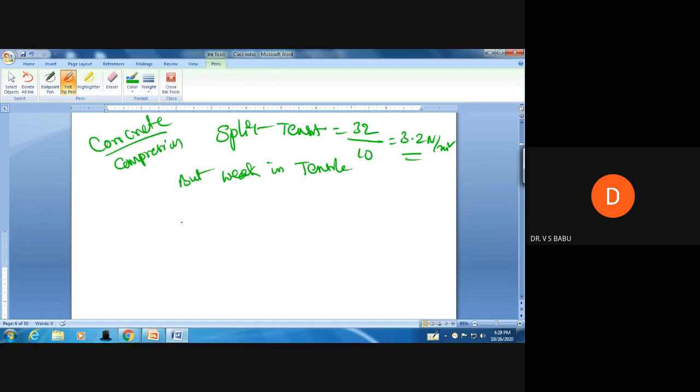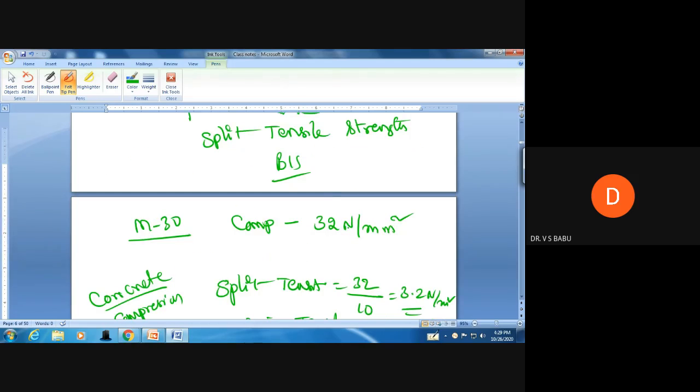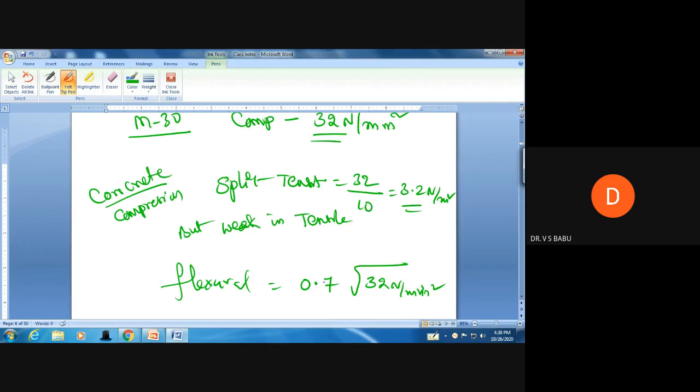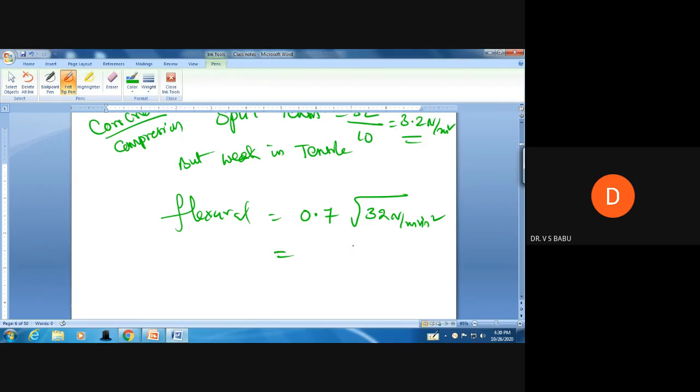What about the flexural strength? That means 0.7 times root fck. fck means that is 32 Newton per mm square. Because what is the compressive strength? As I told you, this is 32 Newton per mm square, because for the M30 grade concrete, for example, in the cube I got 32 Newton per mm square. So 32 under square root, times 0.7. Approximately, this will give you around 7.6 Newton per mm square.